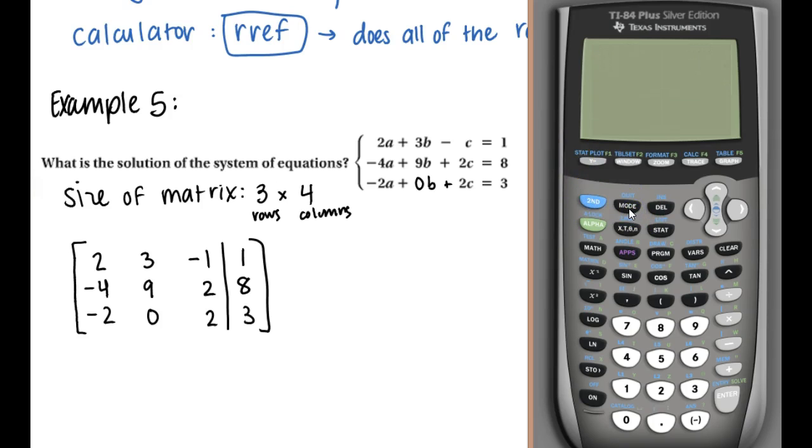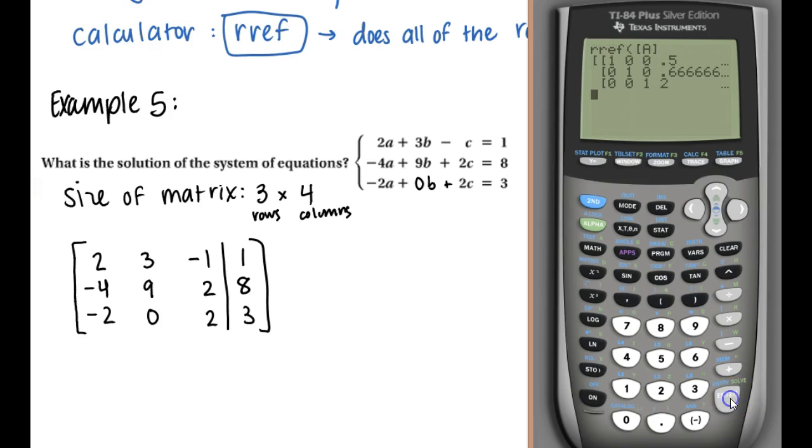Now we're going to go back to matrix, so second matrix, and we want to use the reduced row echelon form button. Go over to math and then arrow down until you see RREF and press enter. Now we just input the matrix that we typed in, which we labeled as matrix A. So go back to second matrix, and you can see right there that we have the 3 by 4 matrix entered, so press enter because it's highlighted on matrix A.